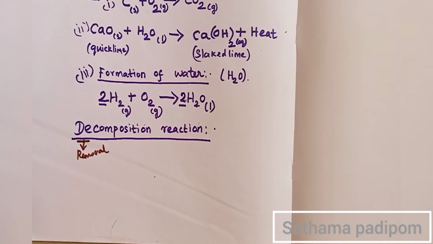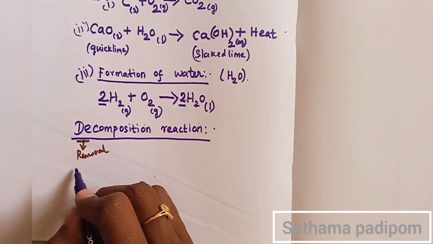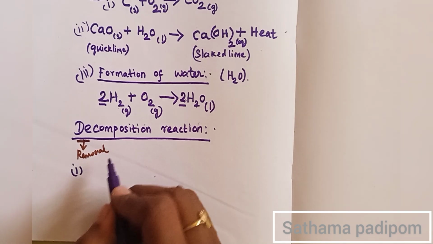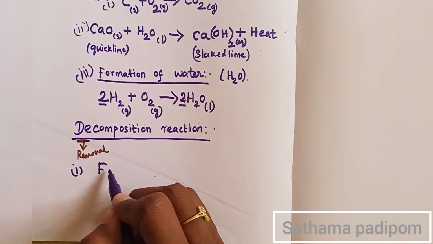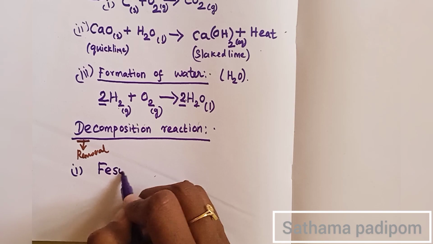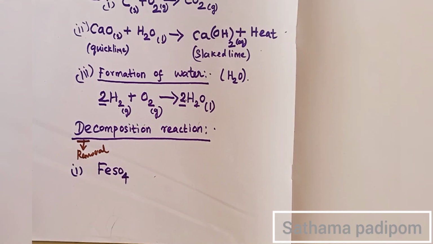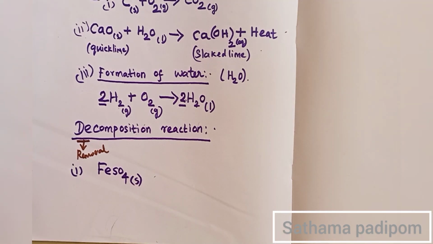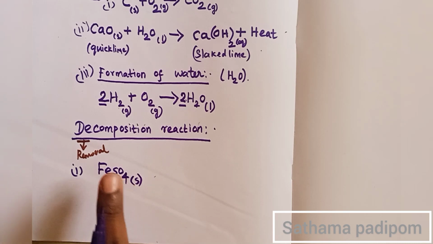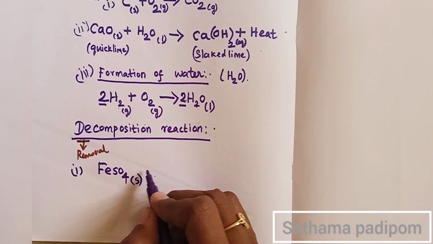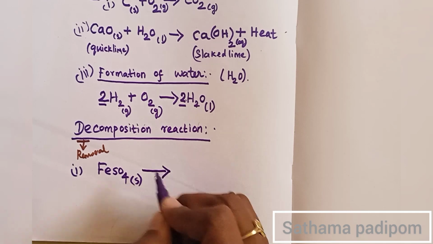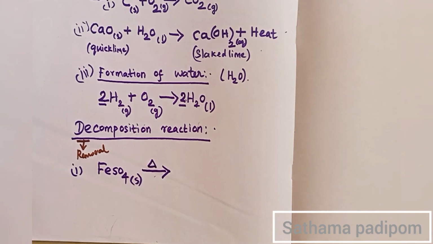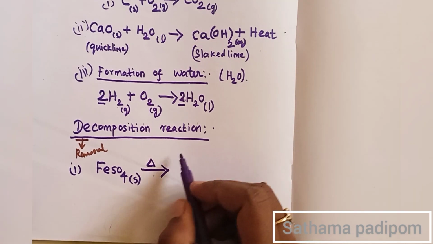So, can we write an example for this? The first one, ferrous sulfate. What is the formula for that? FeSO4. Ferrous sulfate. When you heat the ferrous sulfate, which is in the solid state, symbols, everything you have to know. This is the heat symbol. Okay. So when you heat, what happens there?